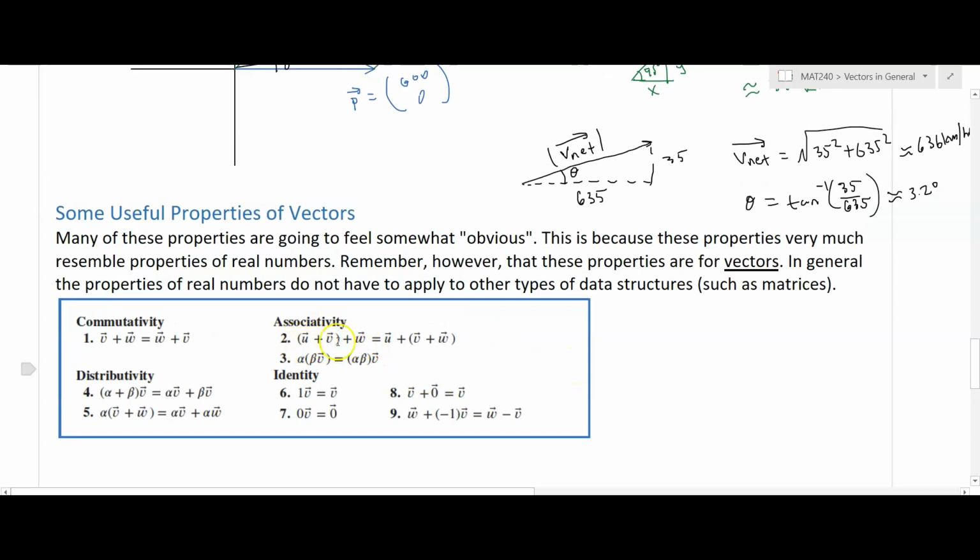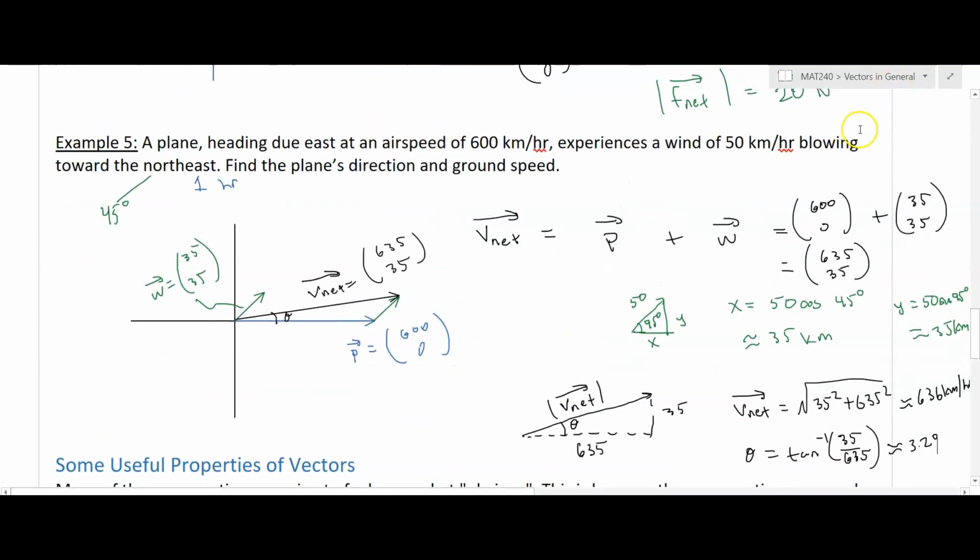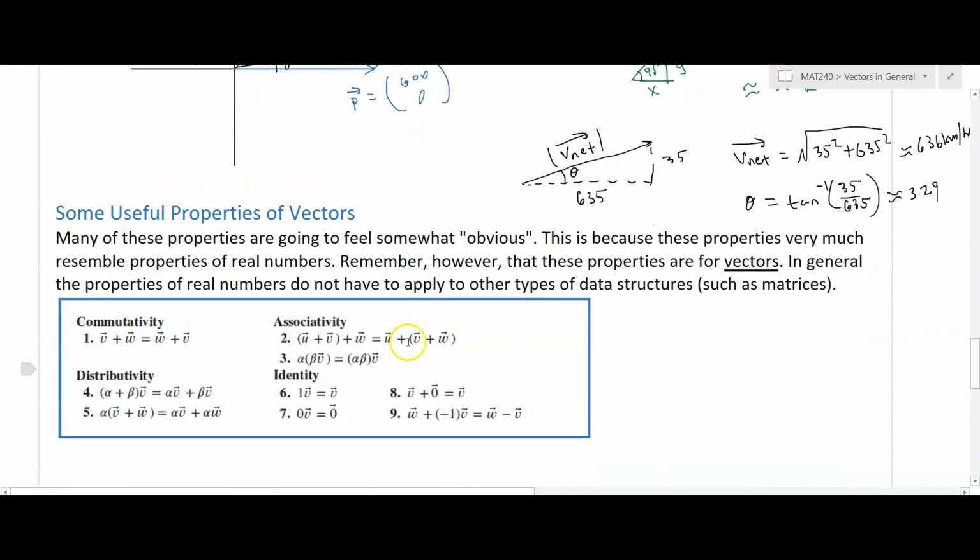Associativity just says for vector addition, if you're adding three vectors together, it doesn't matter which two you add. Again, we're just adding a couple of components. They're vectors that we're adding. They're not initially real numbers, but the way we add vectors is that we add the components in them. So that's just really a property of real numbers.